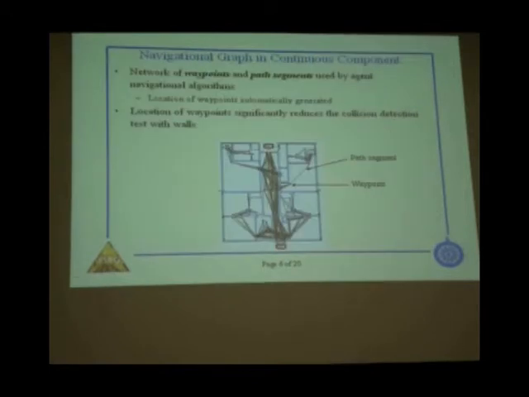A key data structure in the continuous component is its navigational graph. This graph is a network of waypoints and path segments used by the agent. And this graph is automatically generated when a continuous polygon is converted into a continuous space. Also, the location of those waypoints drives the agents away from the walls, and this significantly reduces the collision detection checks by the agents, therefore improving computational performance.